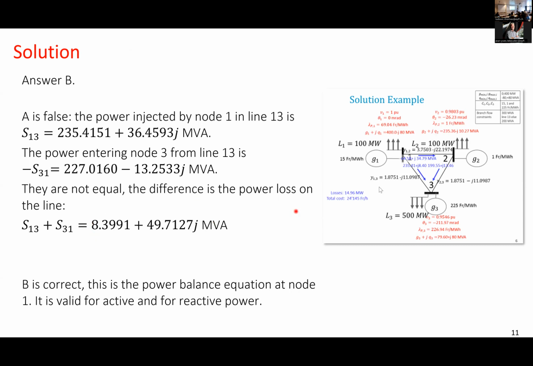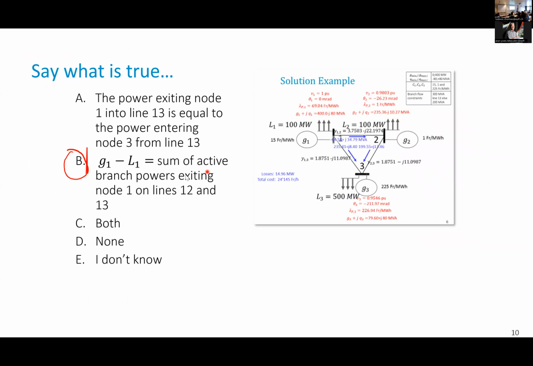The second question was, is the power balance at a node? So we're asking whether the sum of active branch powers exiting node 1 on this and that line is equal to what is injected by the systems connected to the bus. And that is true, of course, that's the definition of a bus. So a bus is by definition a system that has zero impedance. The impedances are modeled by lines here. So whatever comes in on a bus is equal to what comes out. So there's exact power balance.